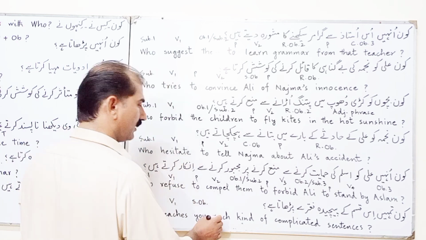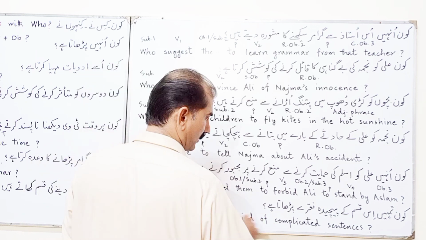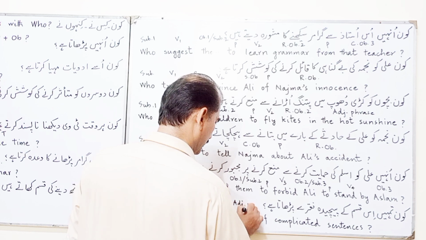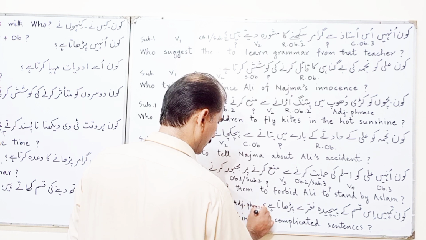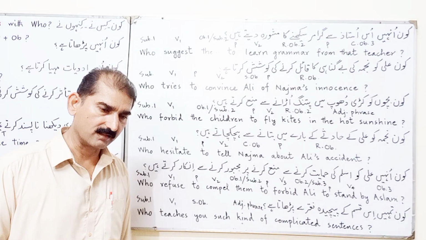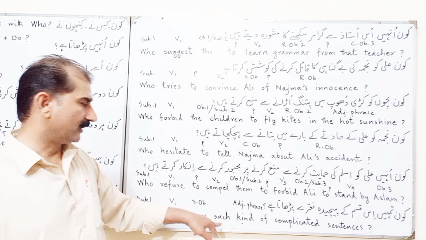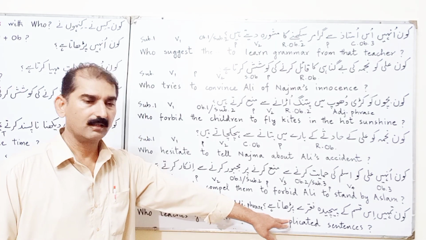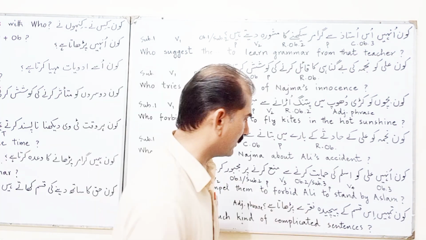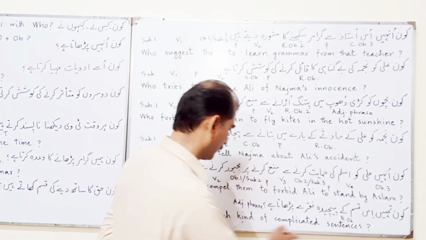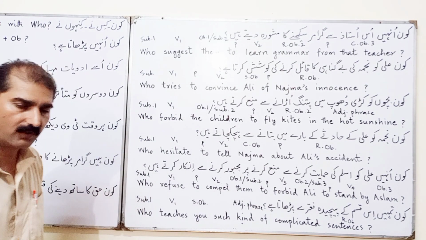We can term that. Such kind of complicated sentences, all of this is served here as an adjective phrase. We can term it as an adjective phrase to make it an easy one for you. Such is an adjective, kind is also an adjective, of is a preposition, complicated is a past participle adjective over here, and sentences is the real object over here. But we have termed all the rest of the sentence as adjective phrase for convenience.